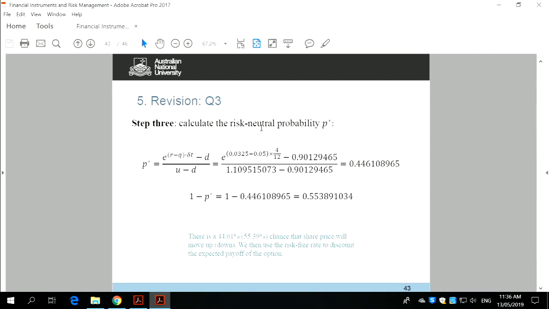Then you need to calculate the risk-neutral probability. So this is the option based on indices. The indices provide a dividend yield. When you're calculating your risk-neutral probability, remember to subtract the dividend yield Q from the risk-free rate. So that's what we have done here. Then multiply by delta T, then subtract the D divided by the difference between U and D. So we calculate the probability going up and the probability going down.